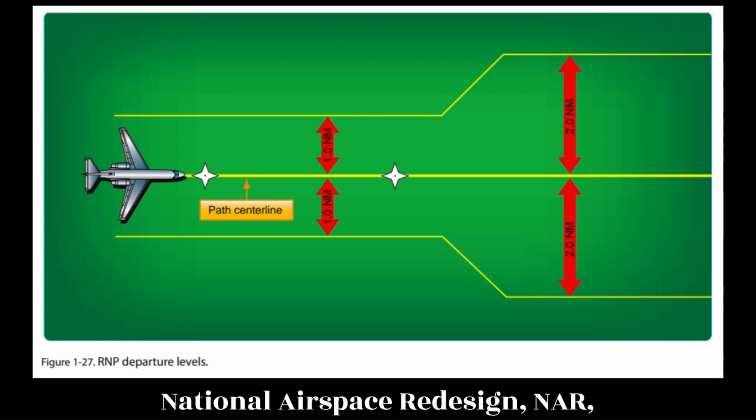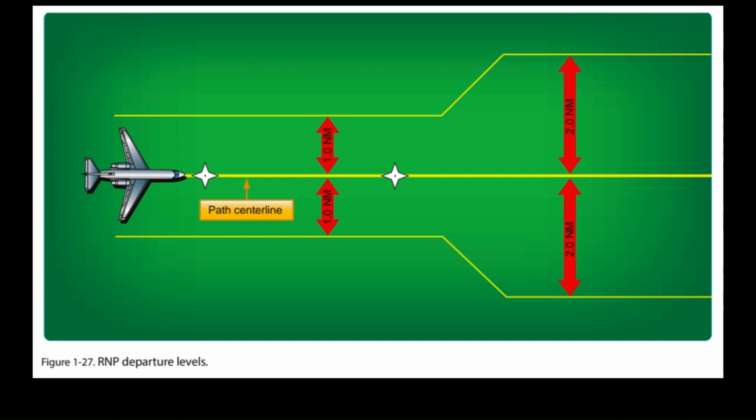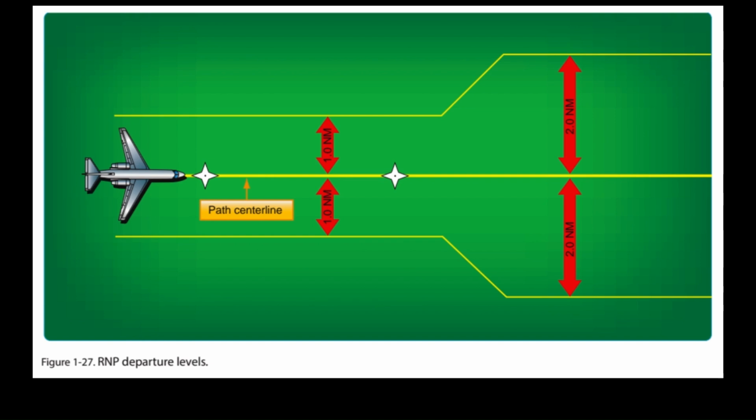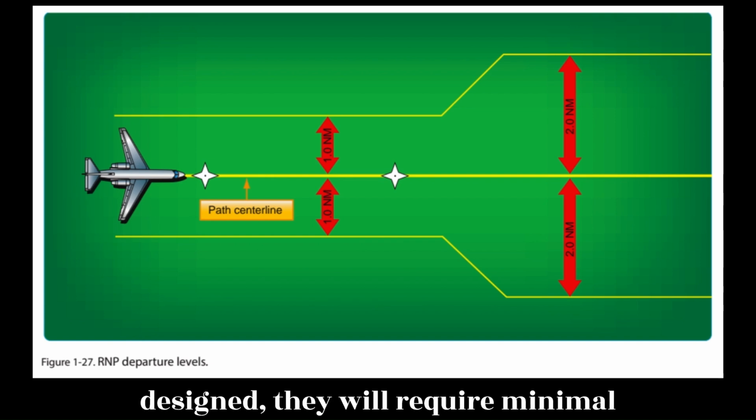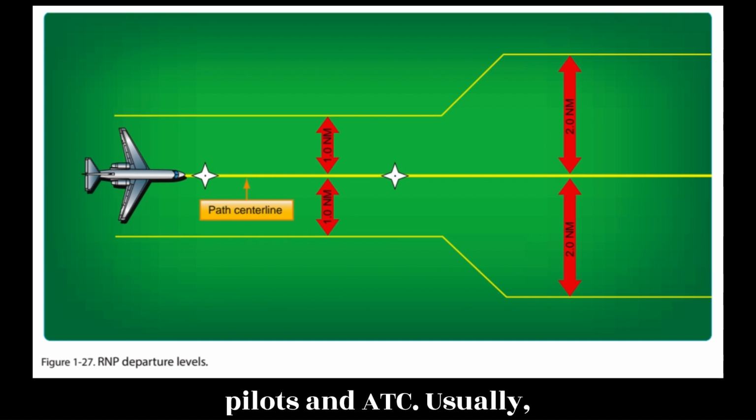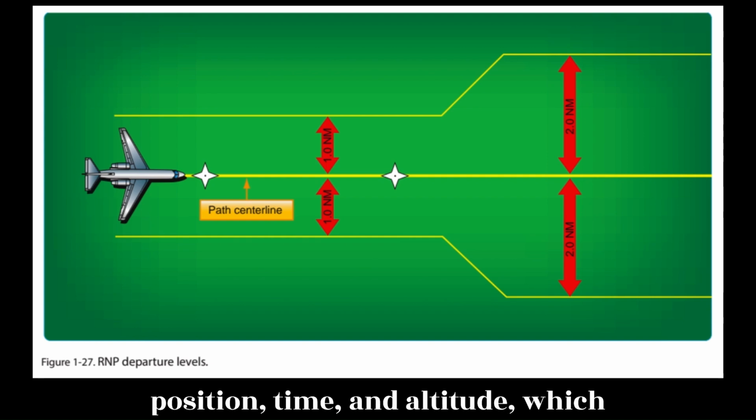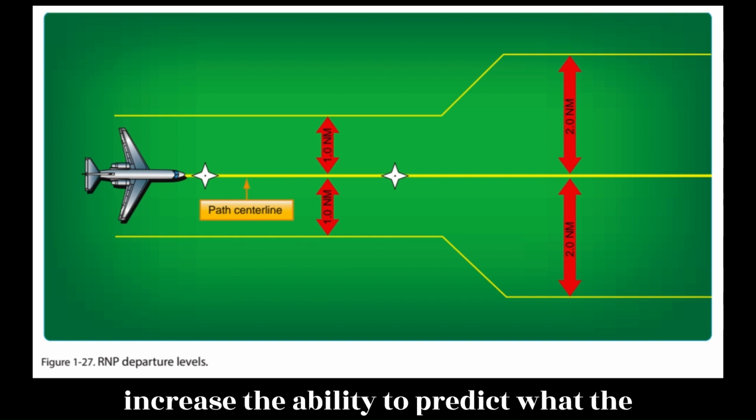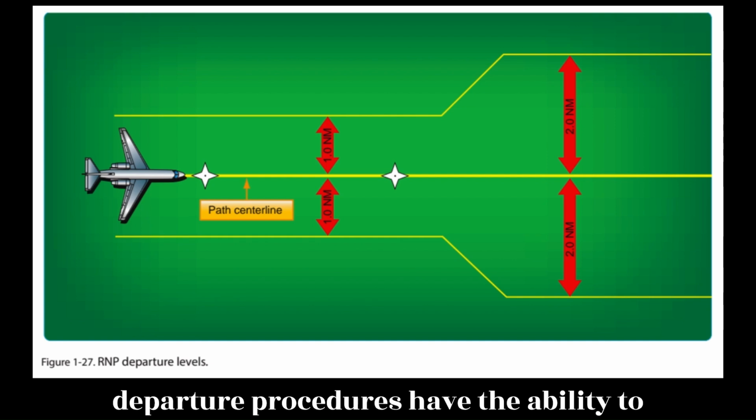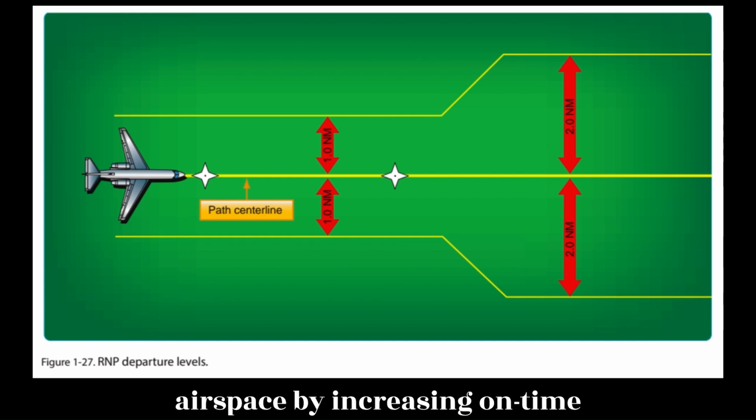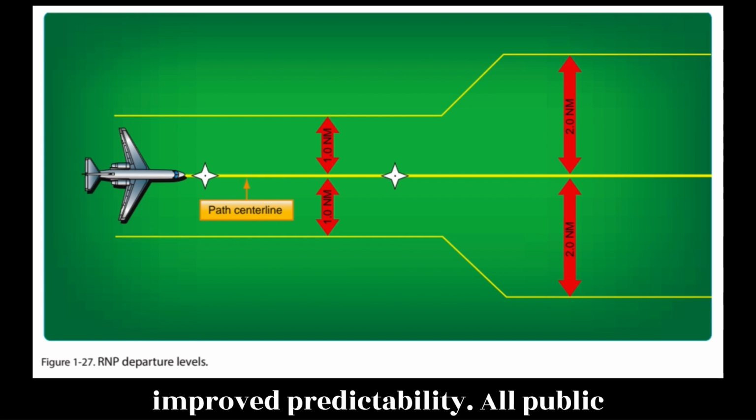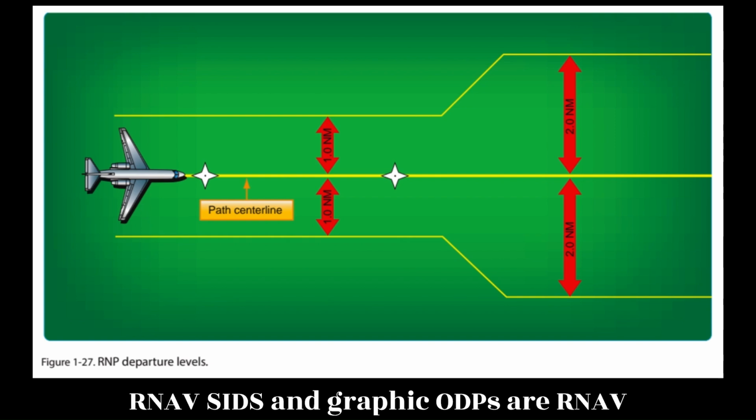RNAV routing is part of the National Airspace Redesign, NAR, and is expected to reduce complexity and increase efficiency of terminal airspace. When new RNAV departure procedures are designed, they will require minimal vectoring and communications between pilots and ATC. Usually, each departure procedure includes position, time, and altitude, which increase the ability to predict what the pilot will actually do. RNAV departure procedures have the ability to increase the capacity of terminal airspace by increasing on-time departures, airspace utilization, and improved predictability. All public RNAV SIDs and graphic ODPs are RNAV 1.